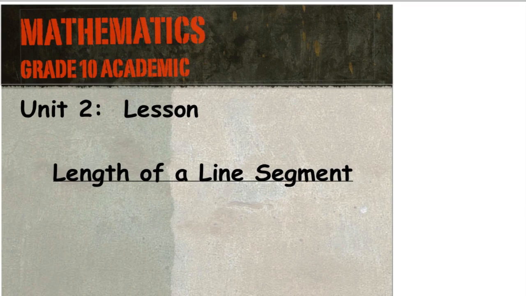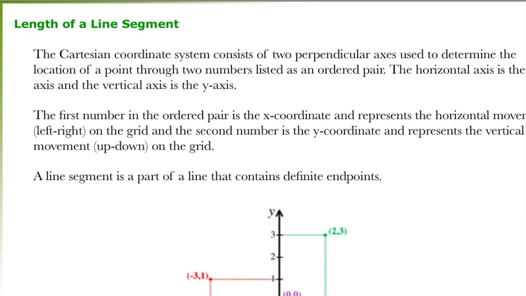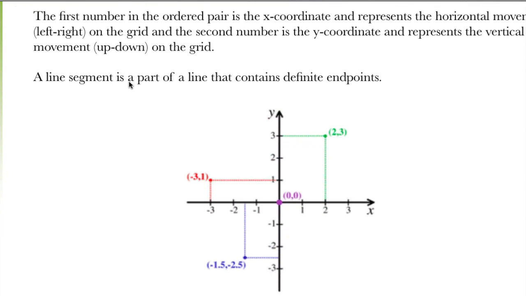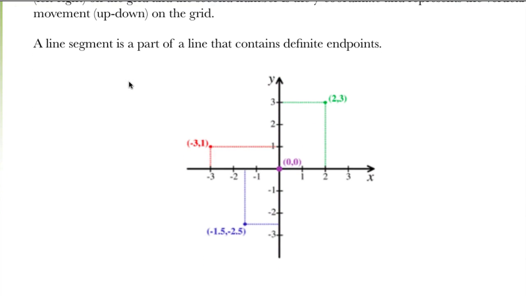The first lesson in our analytic geometry unit is called length of a line segment. When we think of the length of a line segment, we're going to be using a Cartesian coordinate system, so we're going to be using our XY graph. And what I want you to remember is that ordered pairs always go X and then Y.